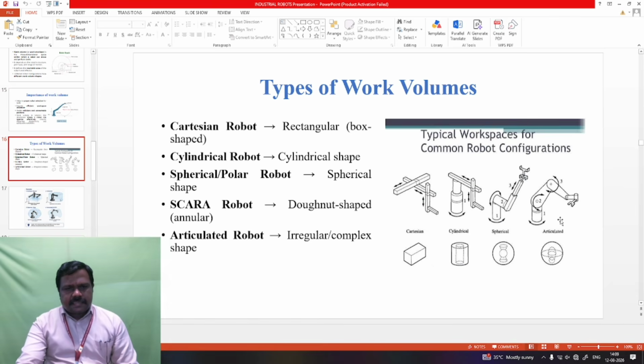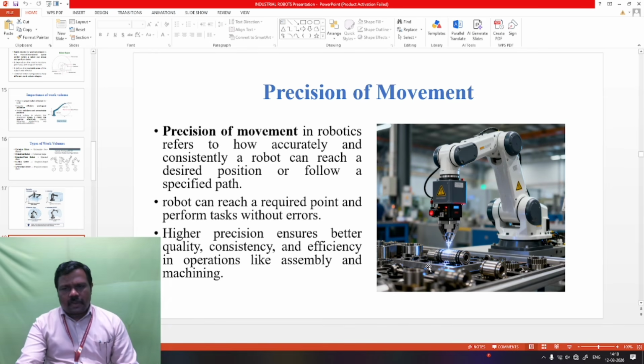Then each and every robot configuration has a different work volume. In a Cartesian coordinate robot, the work volume is rectangular or box shaped. A cylindrical robot has a cylindrical shape, a spherical robot has a spherical shape, a SCARA robot has an annular shape, and an articulated robot has a complex shape work volume. Then there is the precision of movement of the robot.